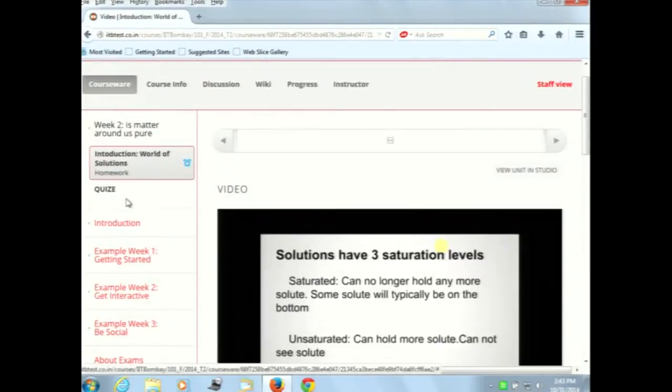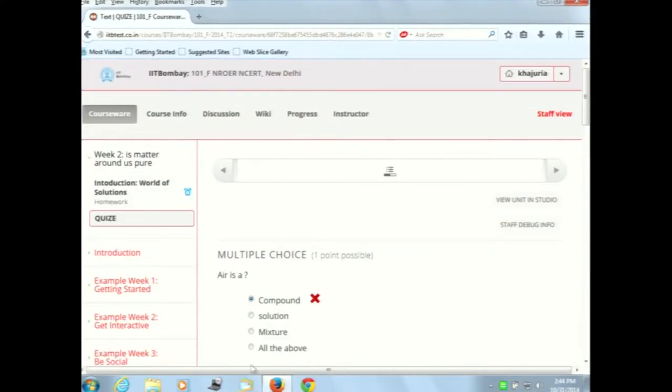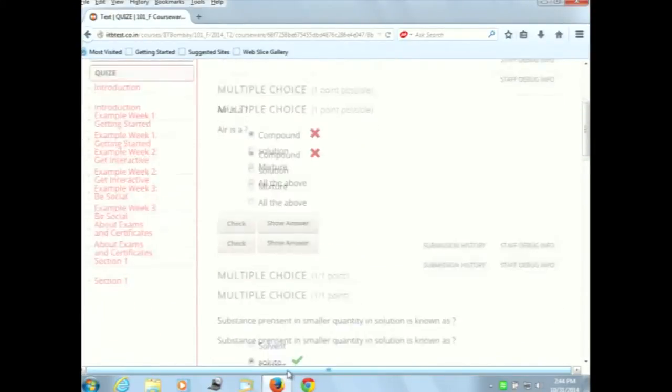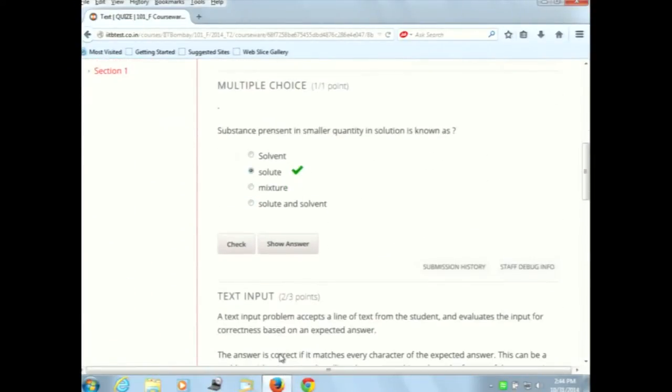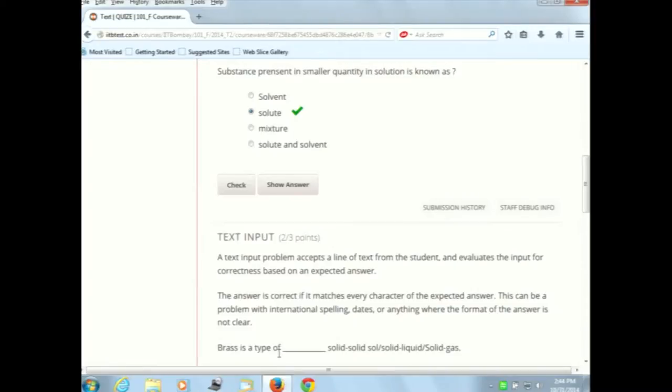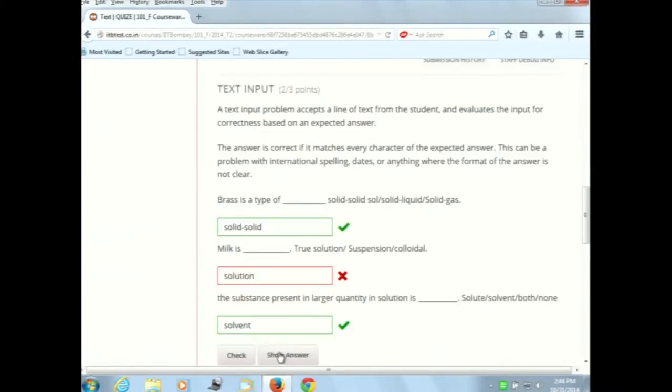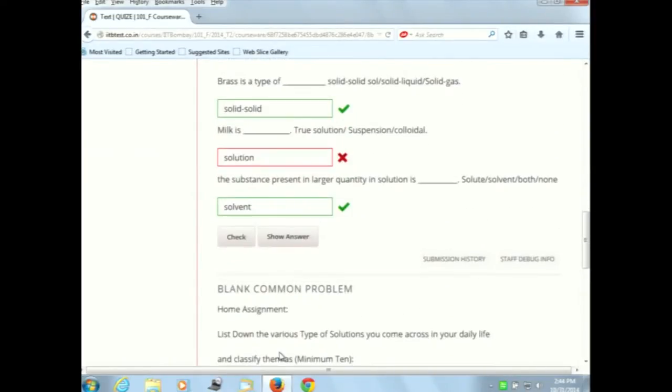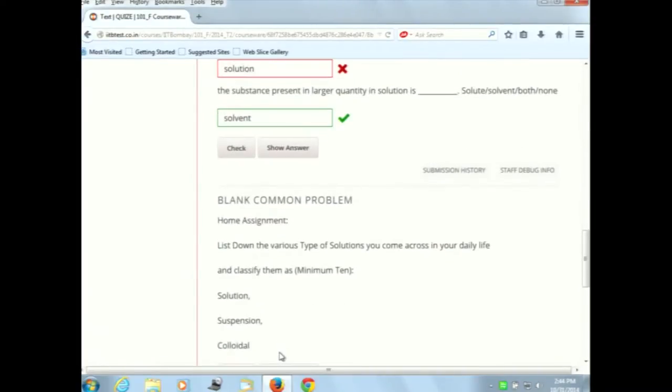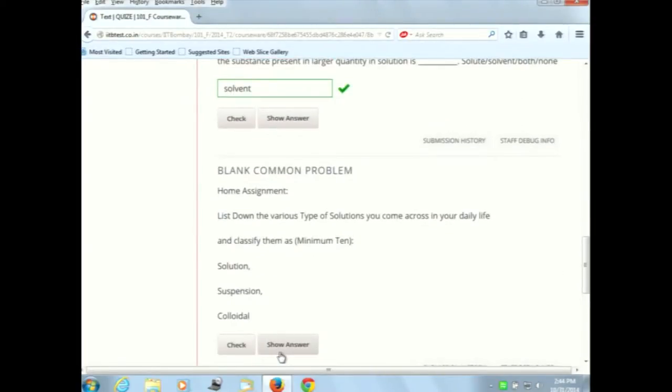After that, we have put in a quiz for this. Some questions have been asked in multiple choice, then in the fill in the blanks type. And a common problem was given as a home assignment for further understanding, so that the child can distinguish between different types of solution encountered in day-to-day life.